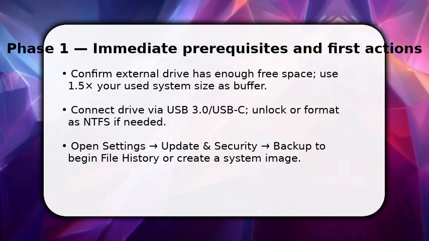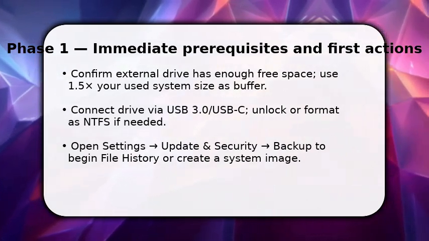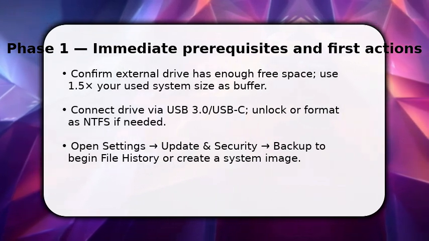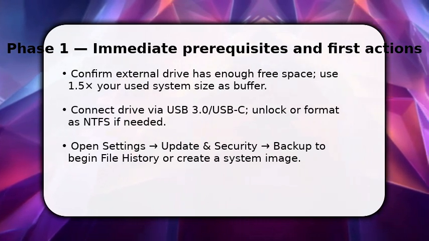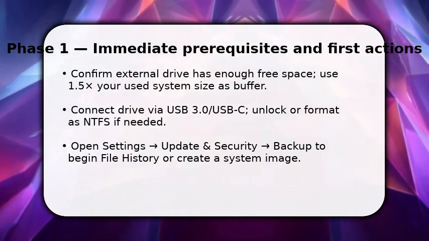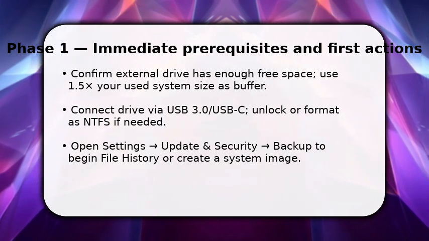Next, open Settings, go to Update and Security, then Backup. You can enable File History for documents and personal files, or choose Backup and Restore for a full system image. Make that choice now, so Windows will prompt the right next steps.